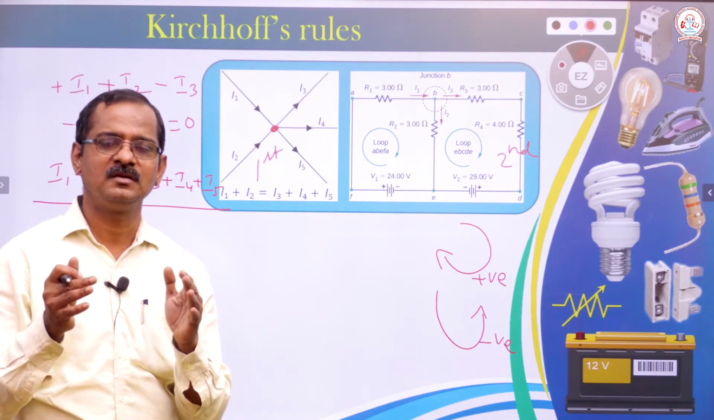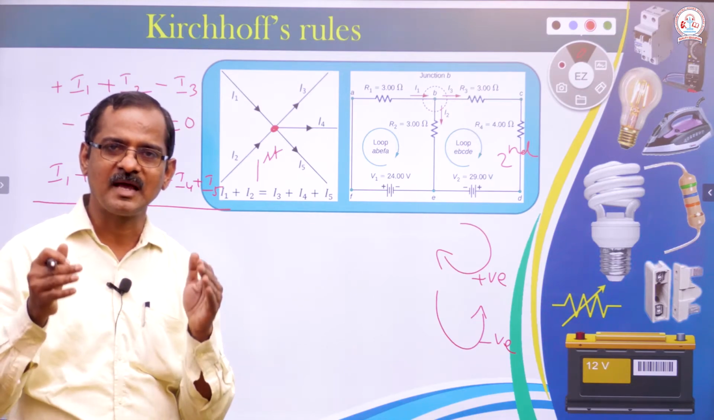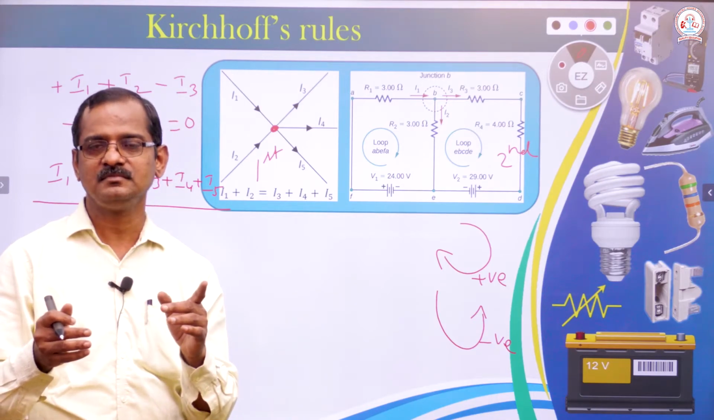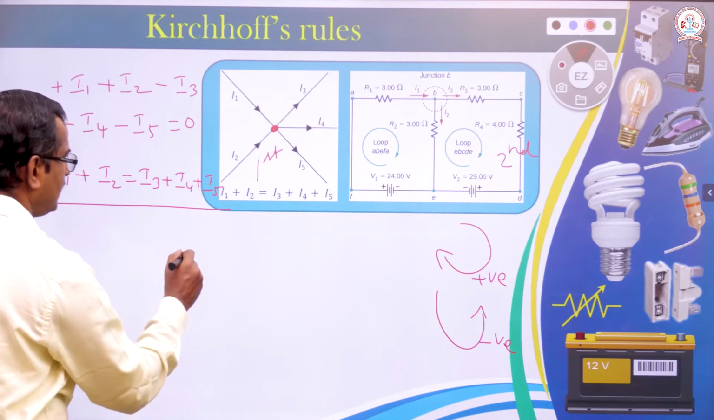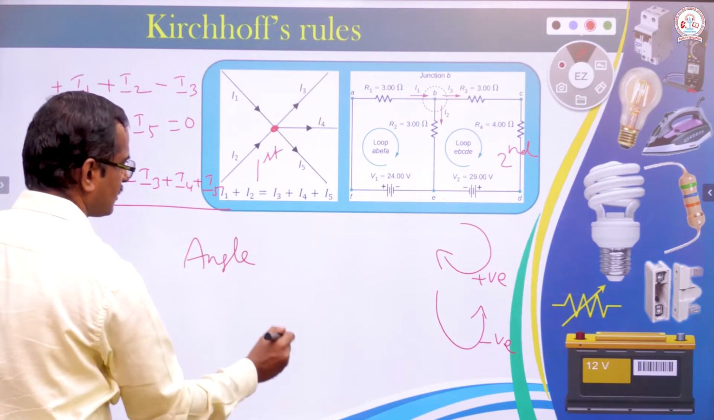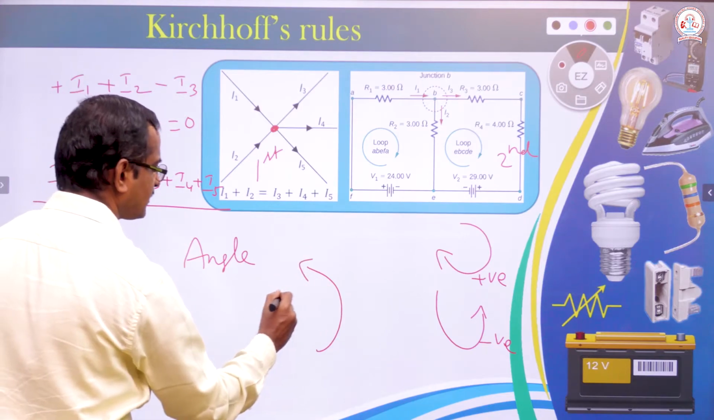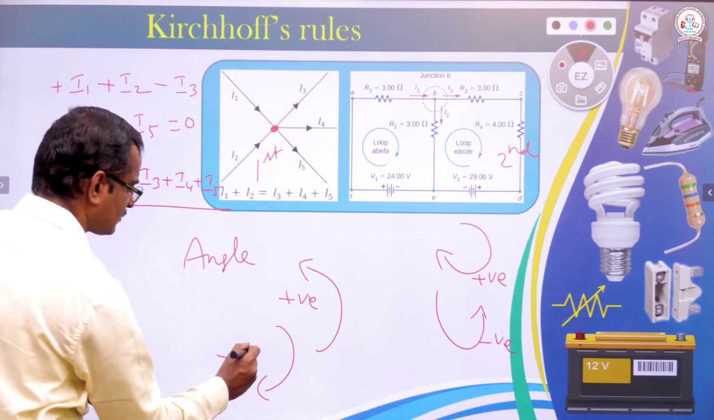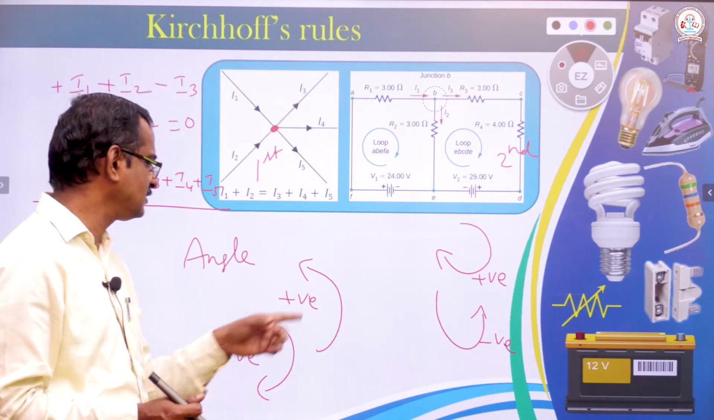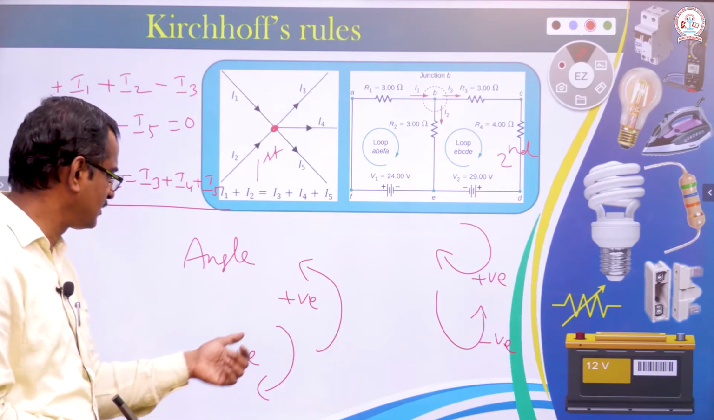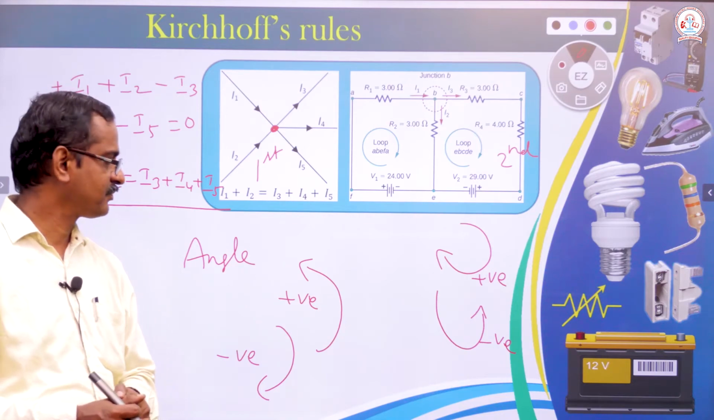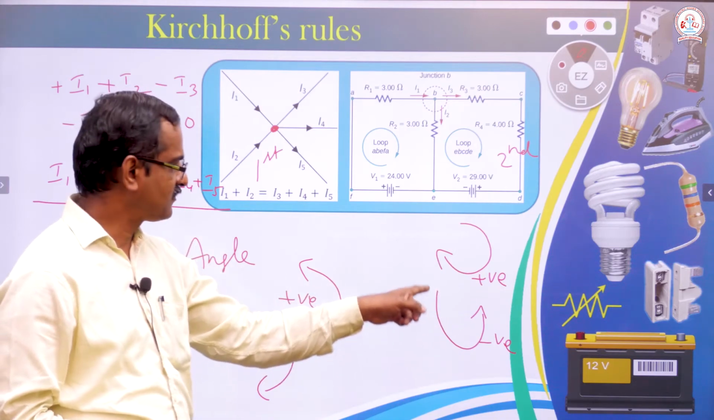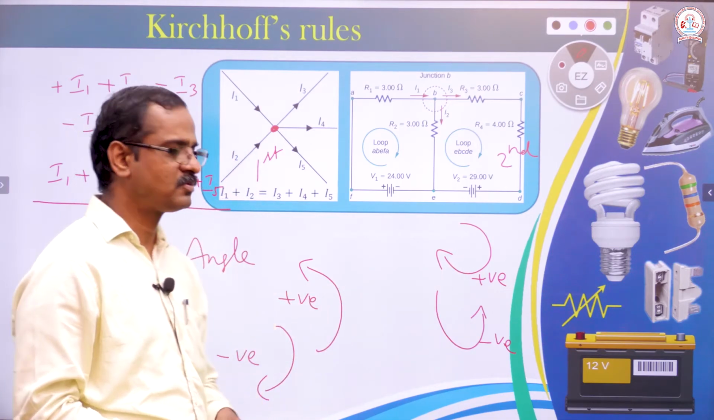When we draw a slope or measure an angle, if we measure the angle in anti-clockwise direction, that is positive. If we measure the angle in clockwise direction, that is negative. Whereas here, if current is flowing in clockwise direction, we should take it as positive. If current is flowing in anti-clockwise direction, we should take it as negative. Keep that point in mind.